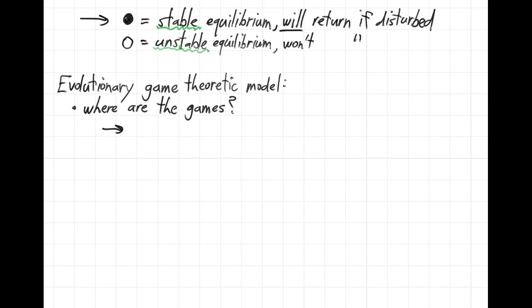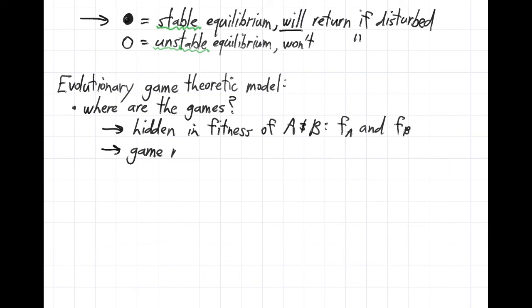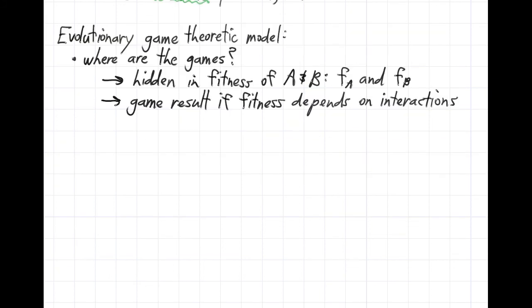And we can embed the games in the fitness of the individuals. You might say they were hidden there all the time. So a game will result if we make the fitness depend on the interactions with others. So instead of having a strictly constant fitness, the fitness of any one individual depends on the interactions it has with other individuals. And it can interact with individuals of either type.